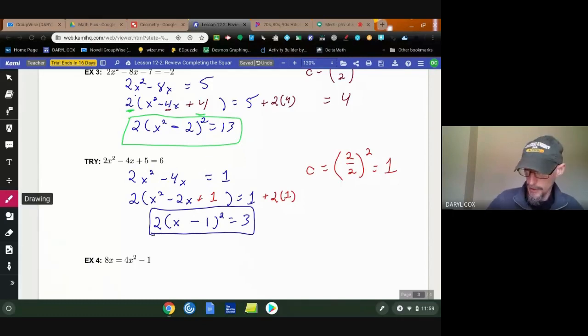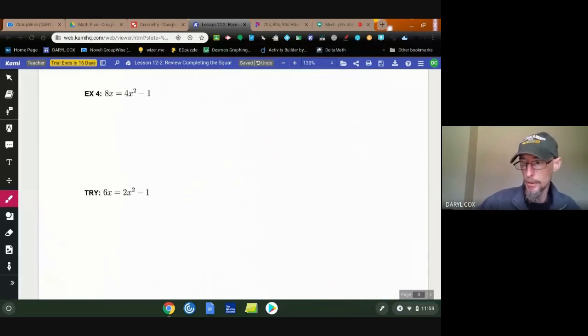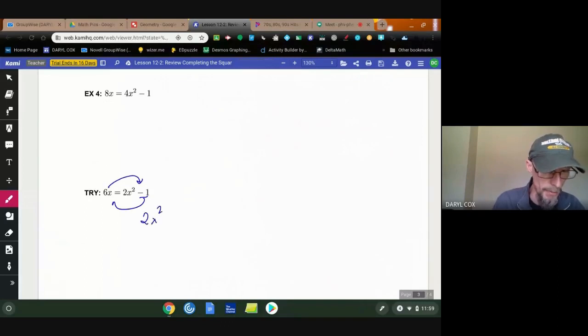Okay, let's take a look at one more. And I tell you what, I think I'm going to switch these. Instead of doing the example, I'm going to do the try problem and have you do the example, okay? So let's look at this try problem here. Need to move things around. So what I'm going to do is I'm going to move the 6x over here, and I'm going to move the negative 1 over here. So that's going to be a 2x squared and a minus 6x. And when I move the negative 1, that's going to make it positive. And I just reflip the sides there because I like my constants on one side here.